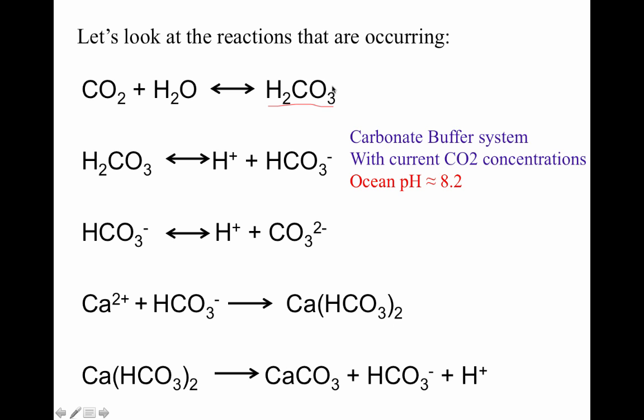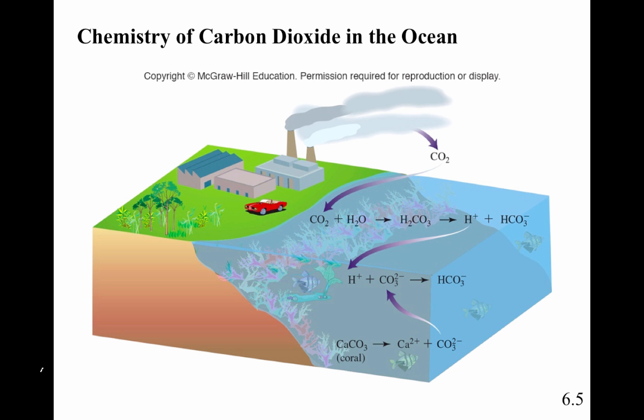The carbonate buffer system, which is represented by these three reactions, leads to an ocean pH of about 8.2. Here's another way of looking at these reactions. We have our carbon dioxide in the atmosphere dissolving in the ocean to form carbonic acid. The carbonic acid dissociates, releasing hydronium ions and bicarbonate ions.